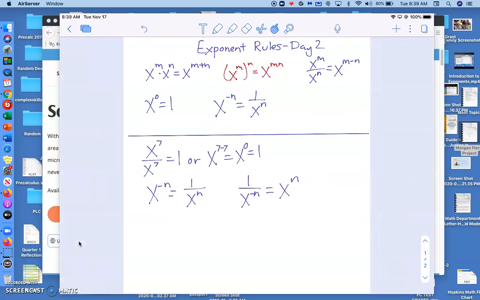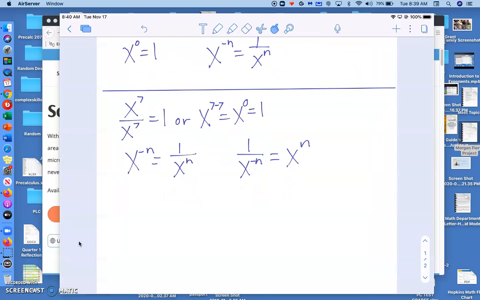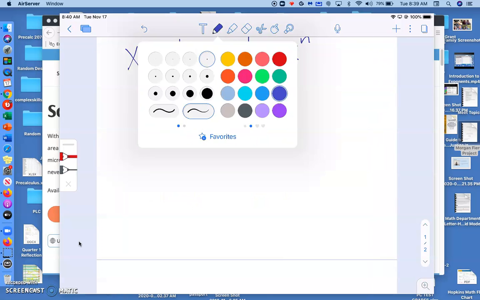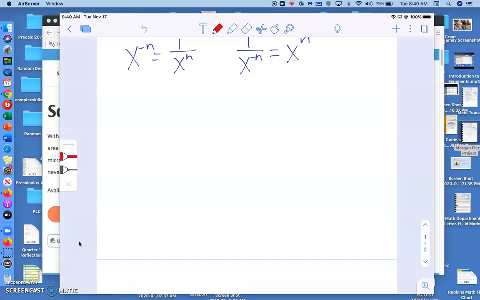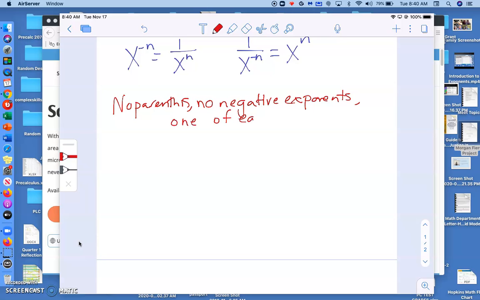So what we're going to do next is take a look at a couple problems using all these different rules. Our goal is always no parentheses, no negative exponents, and one of each base. We'll talk a little bit more about what that means when we get to multiple variables. But if you have a base of x and a base of w, you should only have one base in each spot.